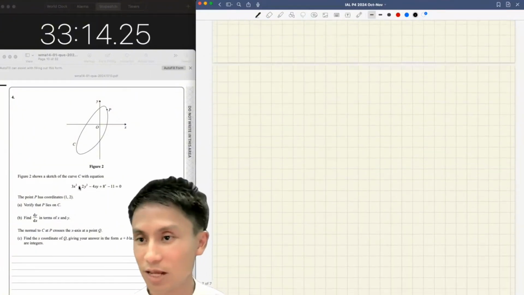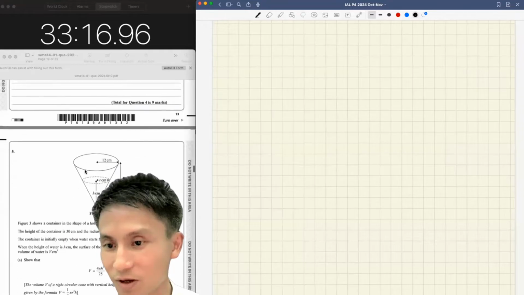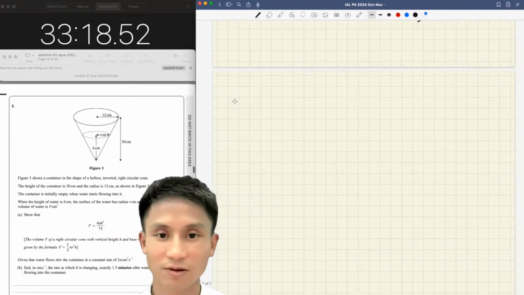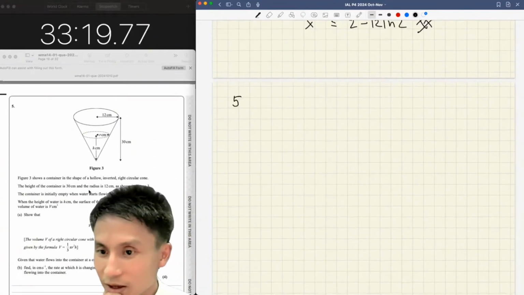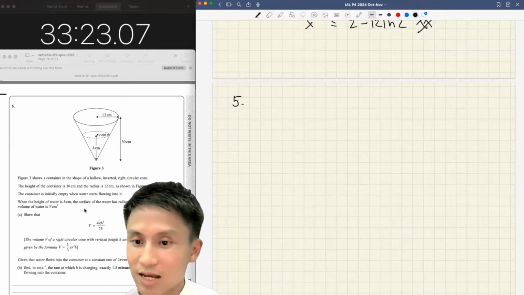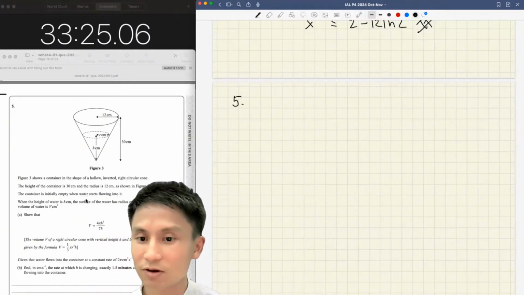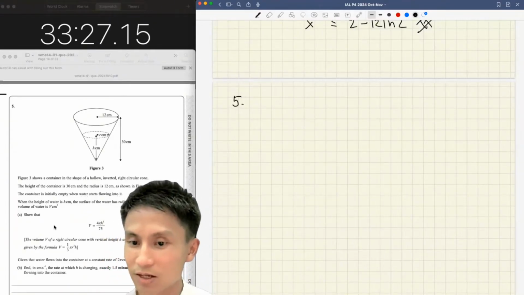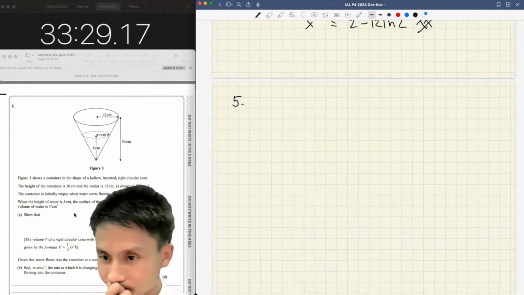All right, so next, question 5. We are at 33 minutes. I think I'm still okay with that. Figure 3 shows a container in the shape of a hollow inverted right circular cone. Okay, show that V is that.